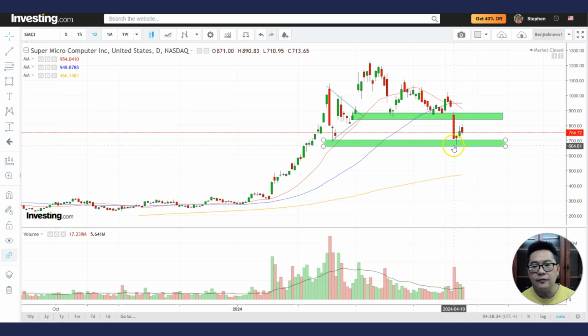Now, the next area of support will be here because this is where the triangle low is, and also where it formed low, current low, this swing low. You can see this support kick in when the stock formed a bottoming tail here.